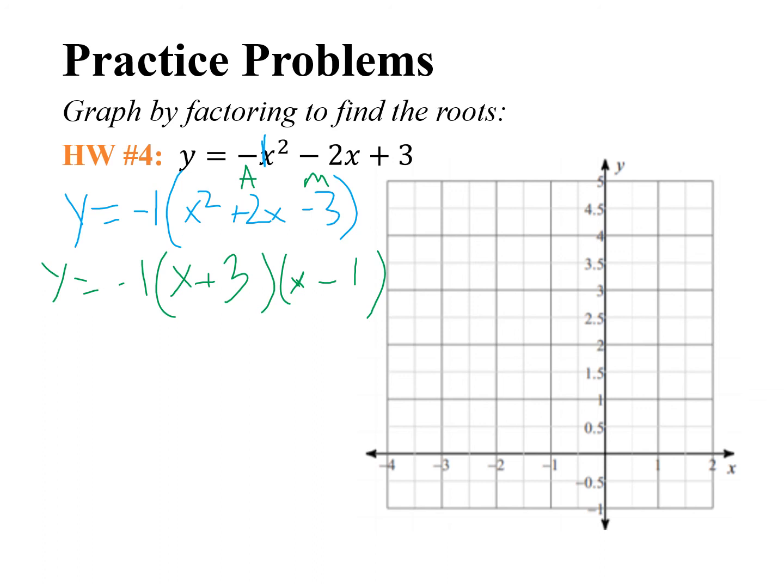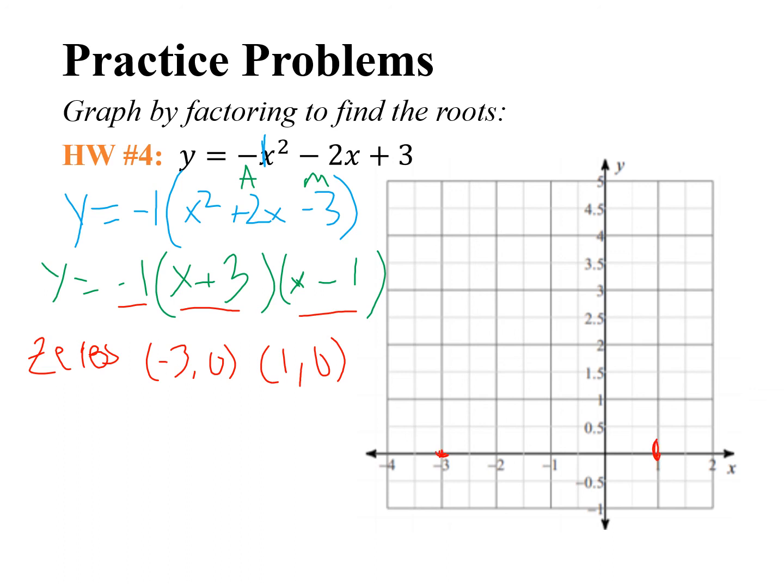So now the zeros. Well, to make my function 0, I can't do anything to the -1. To make this piece 0 when x is -3, y is 0. To make this piece 0 when x is 1, y is 0. So I can plot my two zeros. -3, 0, and +1, 0.